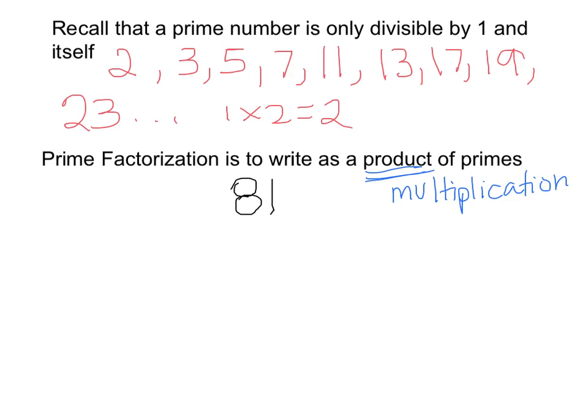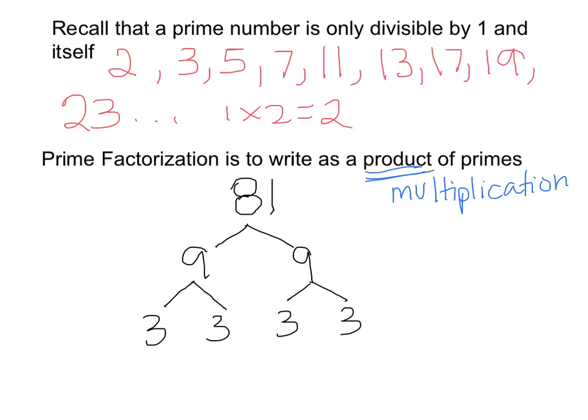All right, so 81, what does that break up into? We can't always start with a prime number, so let's just start with some numbers that we know. You should know for sure that 81 is equal to 9 times 9. Well, what can I multiply to give me 9? Is it only 1 and 9? I don't think so. I think it's 3 times 3. And this one is 3 times 3.